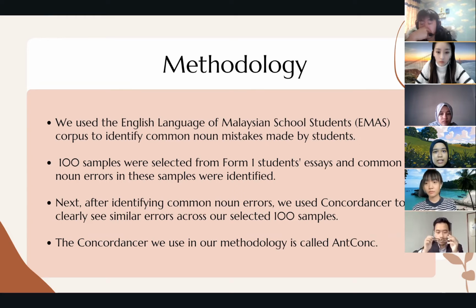Basically, what we did is that we downloaded 100 samples of Form 1 students' essays from AMAS. Then we used a concordancer called NCOG to identify the common noun mistakes made by the students. After that, we ranked the highest noun mistakes to the least noun mistakes made by the students.